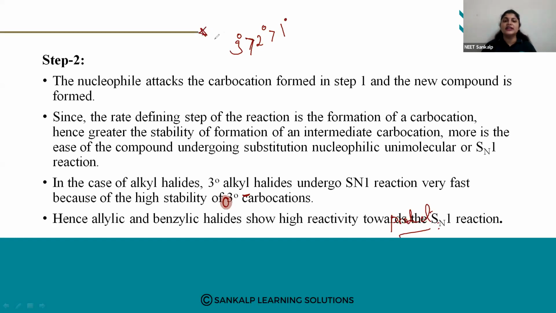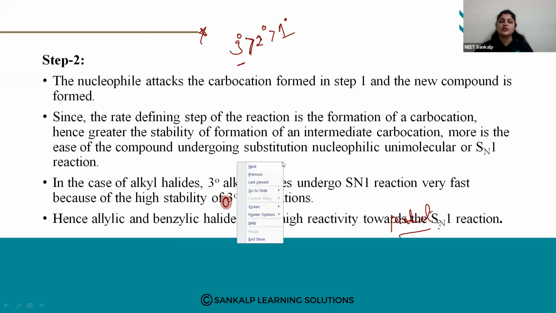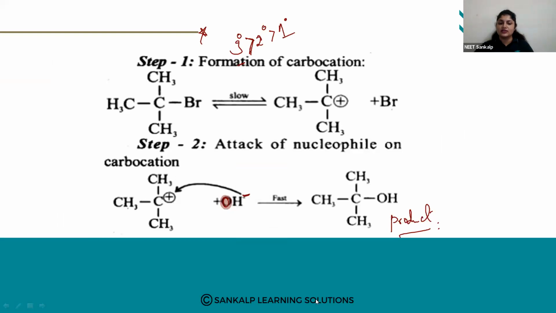So tertiary alkyl halides will undergo the reaction fast, and it will have a good product yield as compared to secondary and primary. Hence allylic and benzylic halides will show high reactivity towards the SN1 reaction. So this is about your SN1 reaction.